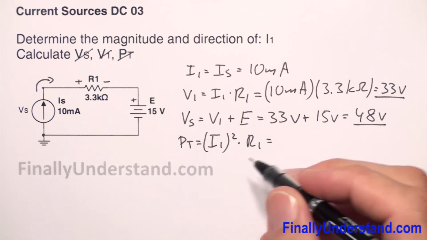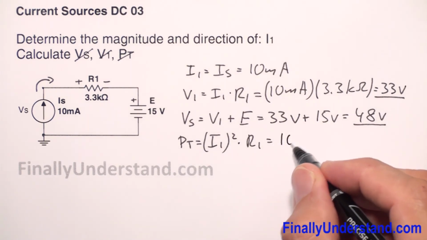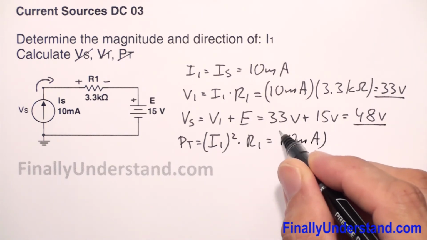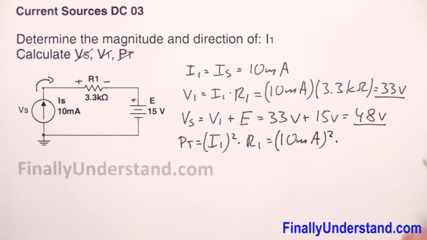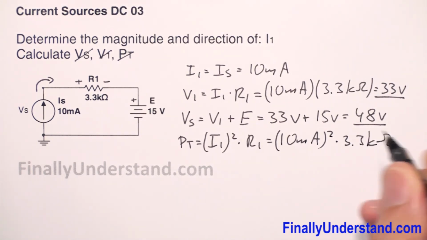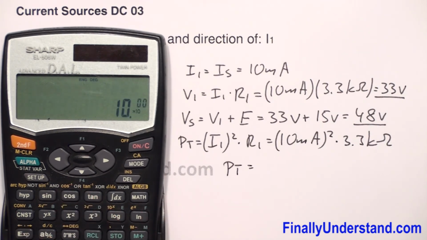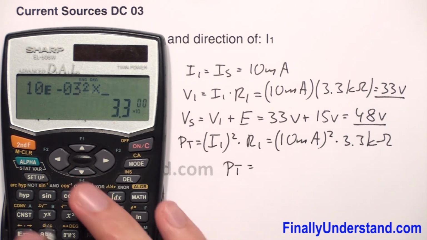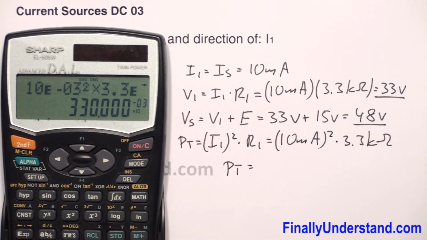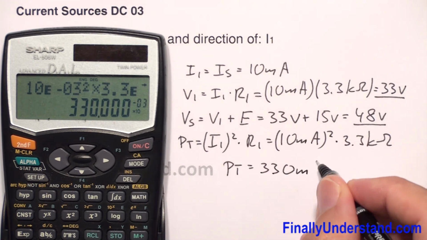Okay, I'm using the one with the current, so I have I1, which is equal to 10 milliamps. I raise this to the second power, times R1, which is equal to 3.3 kiloohms. So my P total is equal to 10 exponent 3 negative to the second power times 3.3 exponent 3. This is equal to 330 milliwatts.